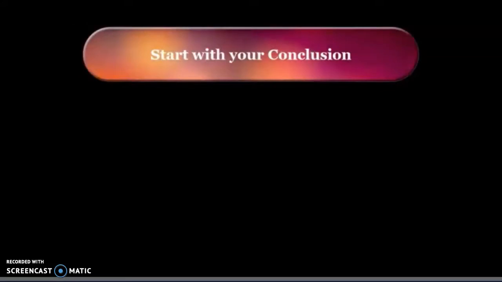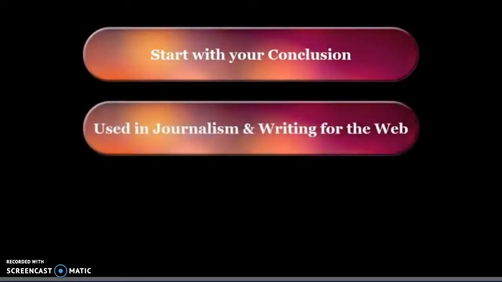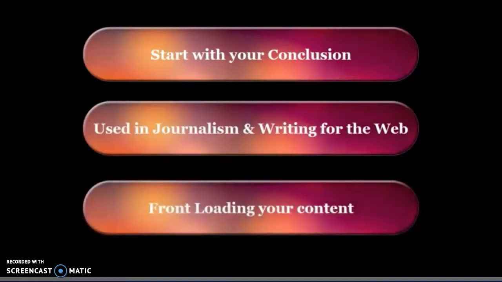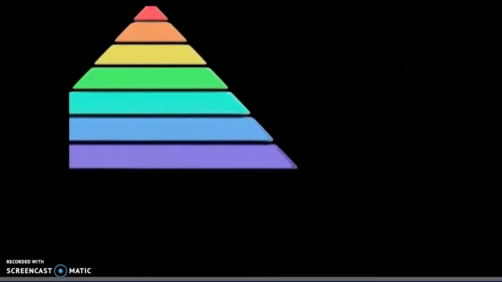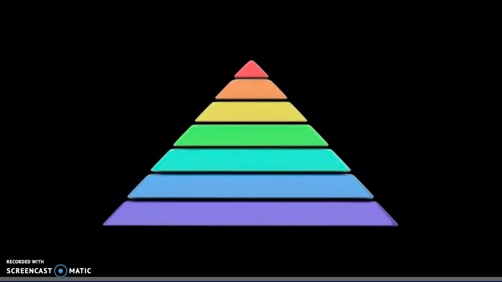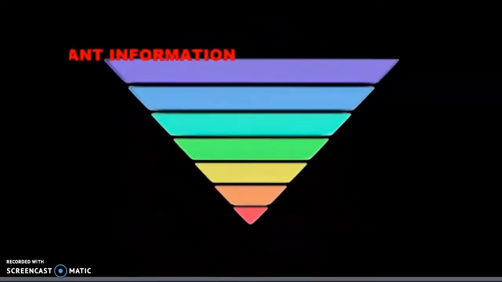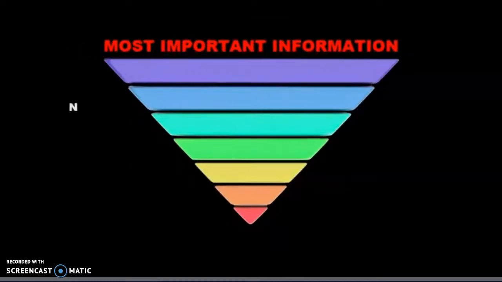It is used both in journalism and in writing for the web. It can also be called front-loading your content. It means you should put your most important information first. This structure is called an inverted pyramid simply because it is an upside-down pyramid with the most important information at the top and the least important information at the bottom.